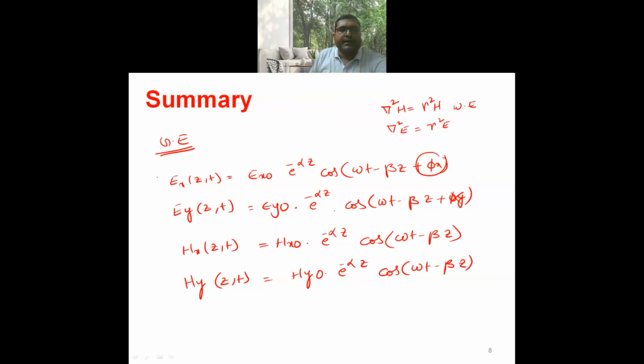The general solution of Ex, Ey, Hx and Hy, and along the direction of propagation Ez is equal to 0 and Hz is equal to 0. That is the summary of general solution for plane wave equation.